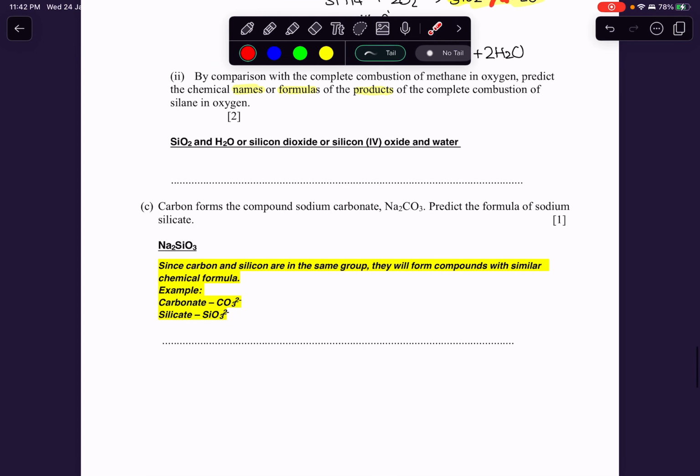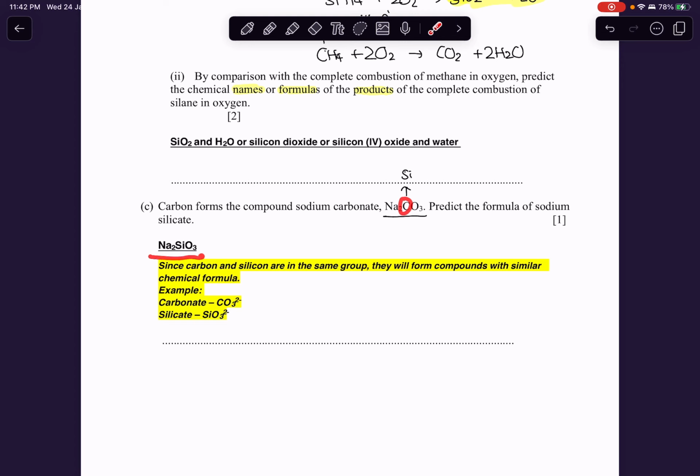Last part. Carbon forms the compound sodium carbonate, Na2CO3. Predict the formula of sodium silicate. Why did they even tell you about sodium carbonate? Because they are telling you that you want to replace the C with Si. So all you need to do is change this C to Si, and you get Na2SiO3.